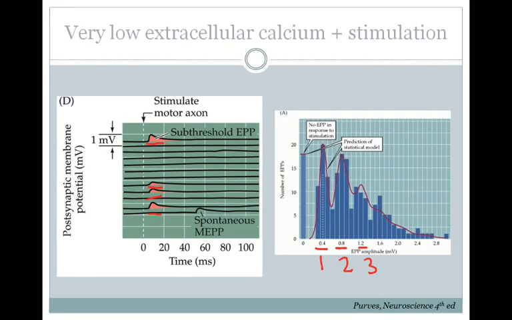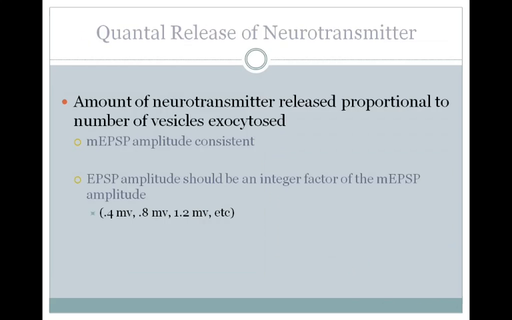Now, with normal amounts of calcium in the bath, of course, many, many more synaptic vesicles will be released. That will make it harder to see these discrete multiples of 0.4. But this experiment was good proof of what's called the quantal release of neurotransmitter, and that is that the amount of neurotransmitter released is proportional to the number of vesicles exocytosed.